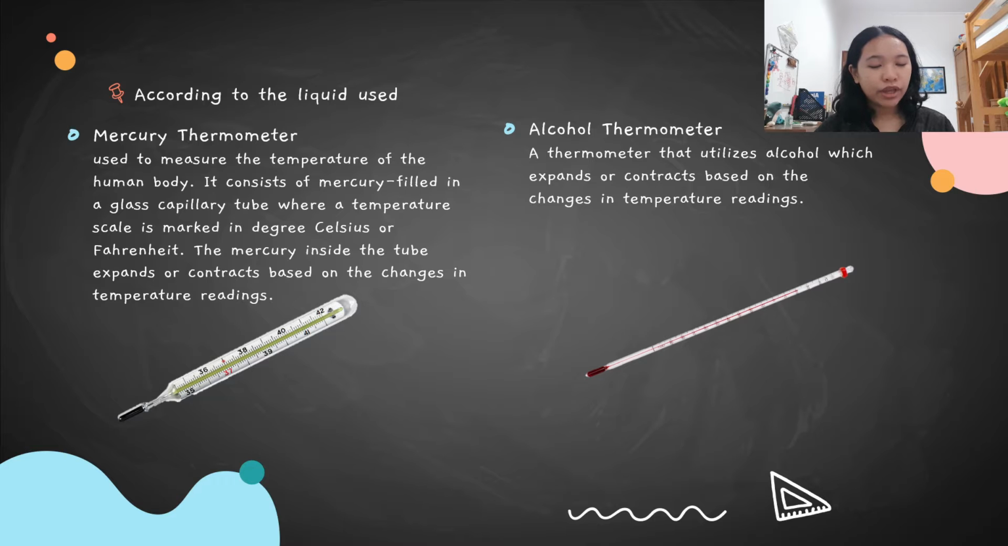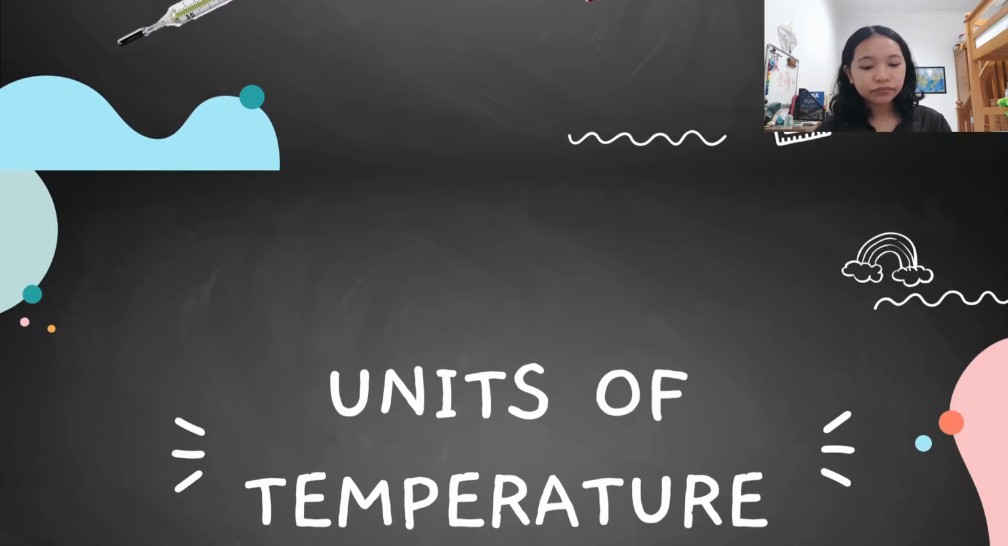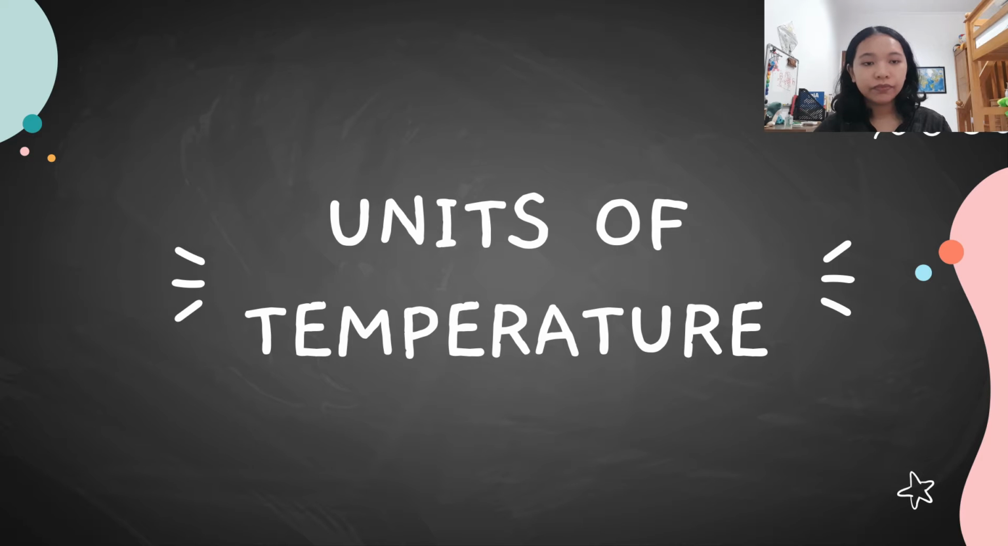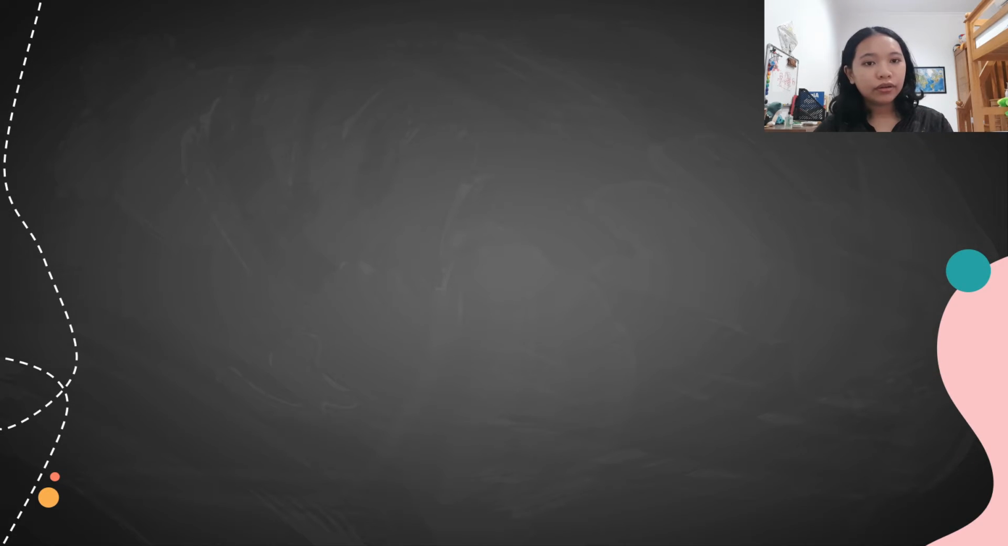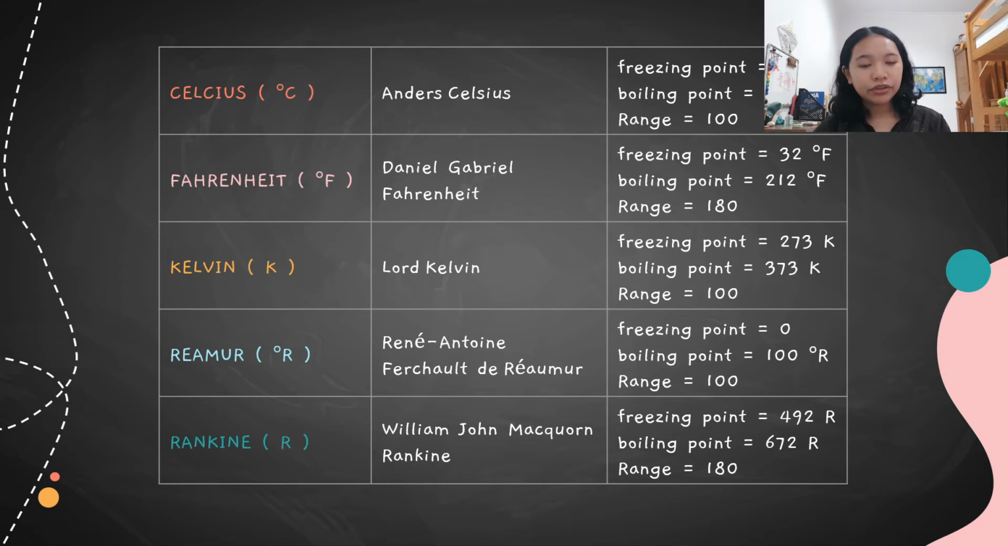Okay, next we're going to head into our second subtopic, which is units of temperature. So as we already know, there are 5 units of temperature we usually use. First, we have Celsius. It is founded by Anders Celsius. It has a freezing point of 0, a boiling point of 100 degrees Celsius, and has a range of 100. Next, we have Fahrenheit. It is founded by Daniel Gabriel Fahrenheit. It has a freezing point of 32 degrees Fahrenheit, a boiling point of 212 degrees Fahrenheit, and a range of 180.